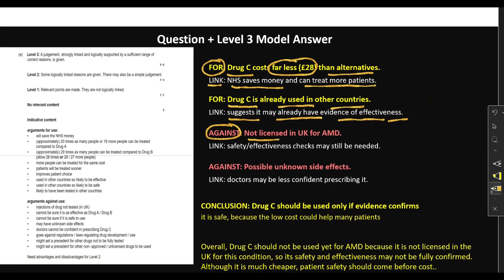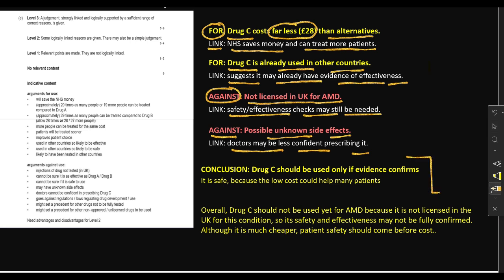Now, for against, you said not licensed in the UK for AMD. So what? Now think. Therefore, safety or effectiveness checks may still be needed. That's why it has not been licensed. Then one more against point: possible unknown side effects, which you don't know. Linked: doctors may be less confident prescribing it. That's the against point. Now, the conclusion that gets you to level 3, meaning you must say what you chose. Drug C should be used only if evidence confirms that it is safe, because the low cost can help so many people.